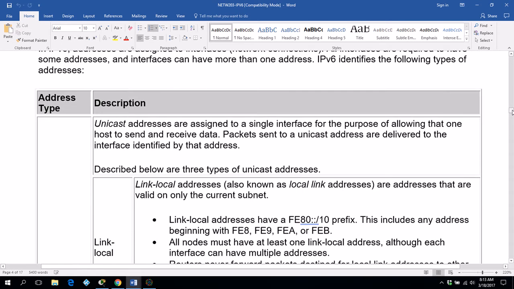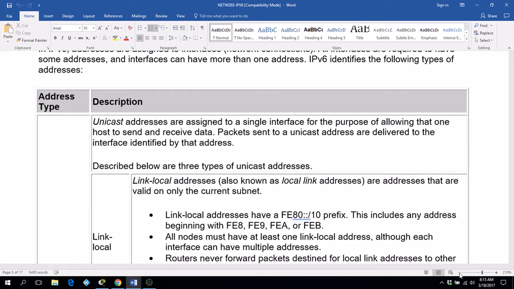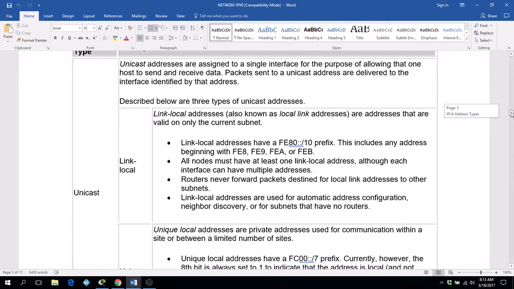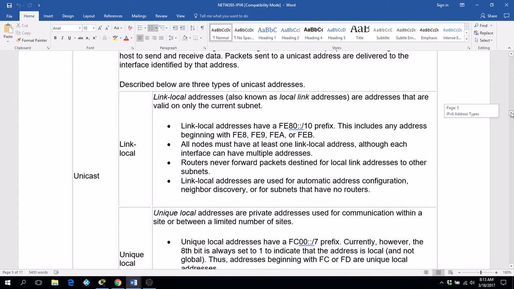Okay, let's take a look at the different types of IPv6 addresses. Let's look at the unicast address. Every device will be given a link-local address. By the way, IPv6 allows an interface card to have more than one IPv6 address, so you could have multiple IP addresses assigned to one host.